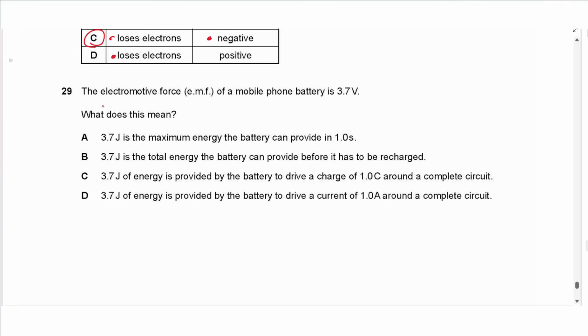Question 29 says the electromotive force of a mobile phone battery is 3.7 volts. What does this mean? Electromotive force means the energy required to move a unit charge, which is 1 coulomb of charge. So we have the choices. 3.7 joules is the maximum energy of the battery. No. 3.7 joules is the total energy of the battery that can provide. No. 3.7 joules of the energy is provided by the battery to drive a charge of 1 coulomb, yes, around the complete circuit. So the answer is C.